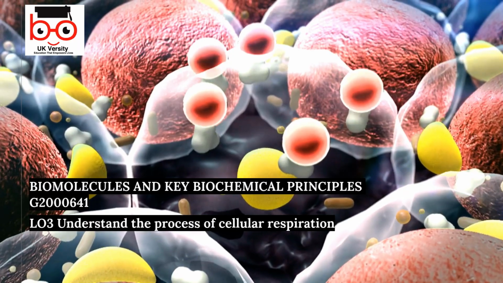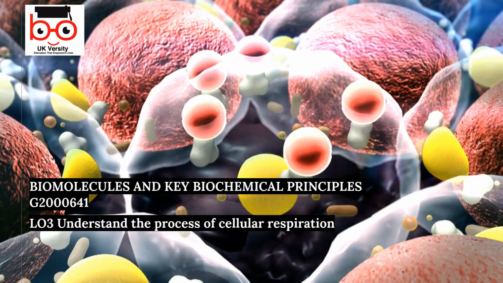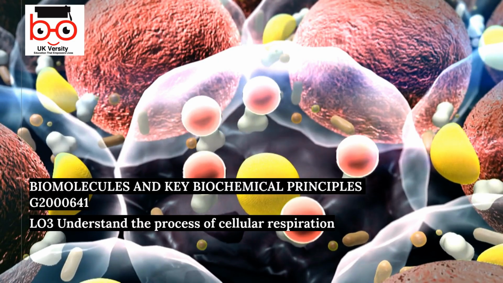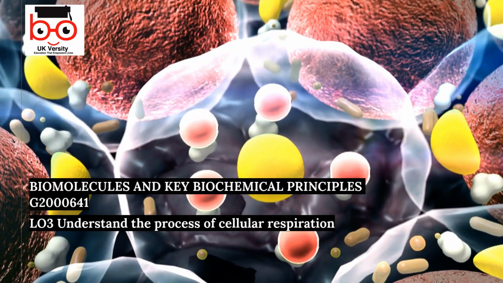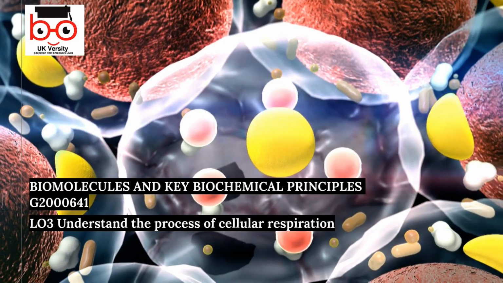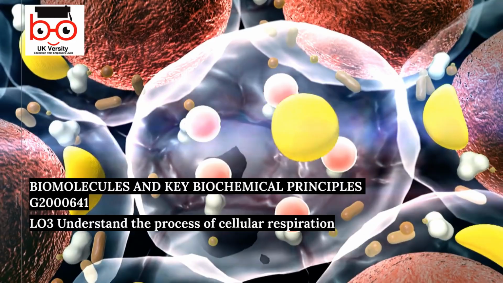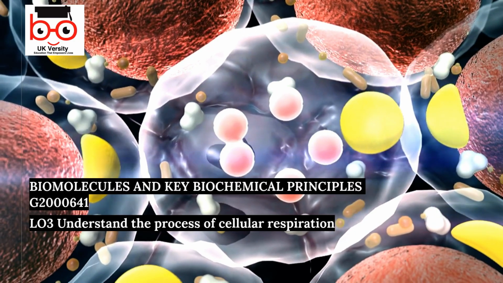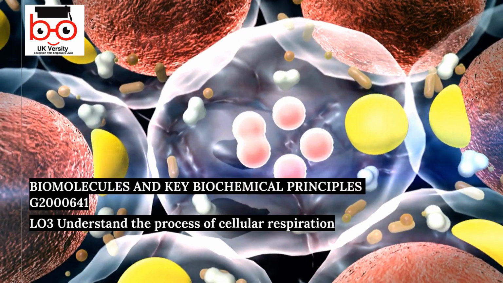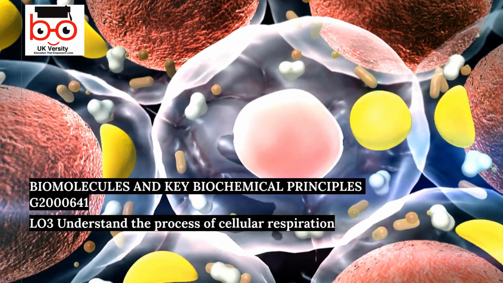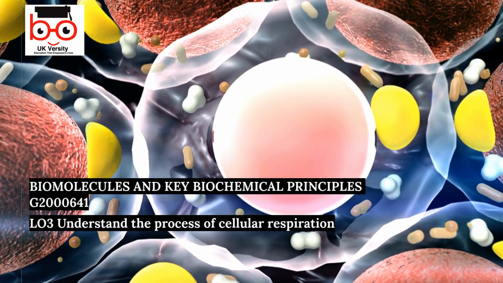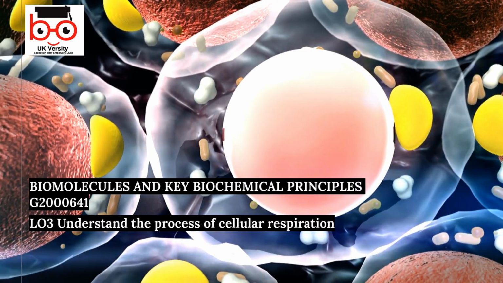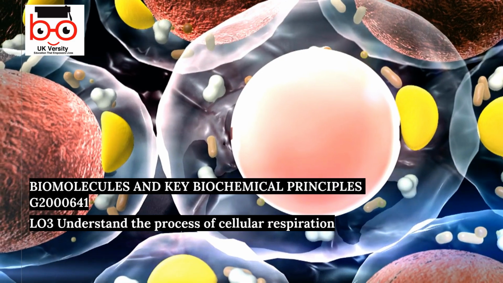LO3, Understanding the Process of Cellular Respiration. Have you ever wondered how cells release energy from the food we eat? Cellular respiration is the essential process that allows cells to convert glucose into energy they can use to survive and function. In this session, we will explore the biochemical steps of cellular respiration and see how each stage contributes to the production of energy that powers life. By the end of this session, you'll have a clear understanding of how cells transform nutrients into the energy needed for growth, repair, and daily functions.